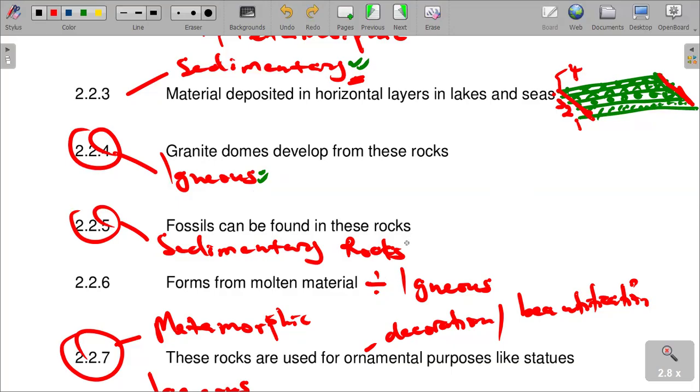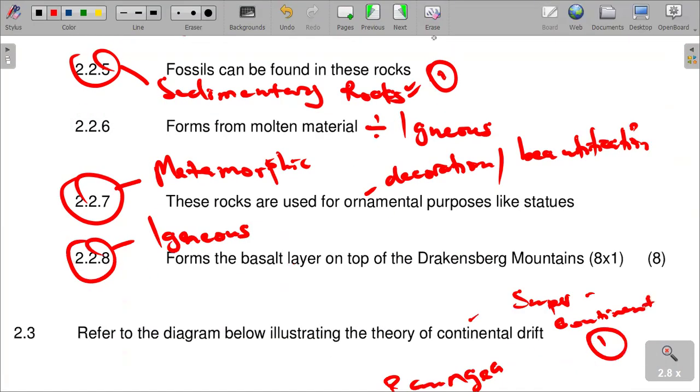Fossils are formed under this pressure, under these deoxygenated conditions because of the layering of sediments there, which is also in sedimentary rocks. And then 2.2.6, forms from molten material. Molten materials result in the formation of igneous rocks as well.